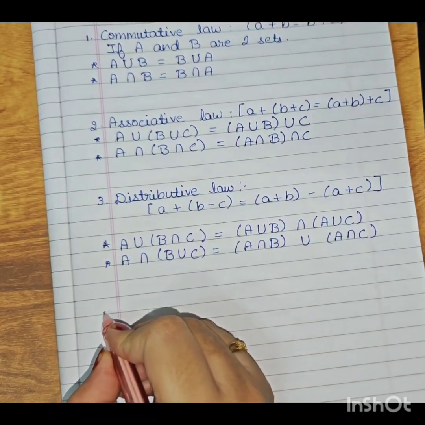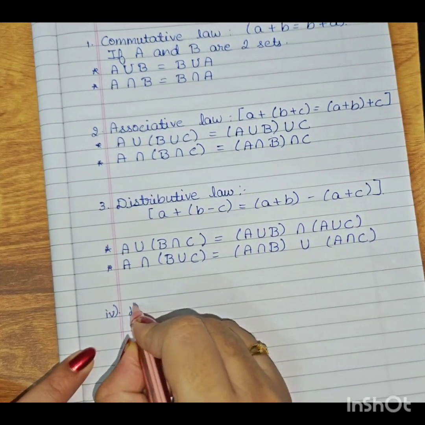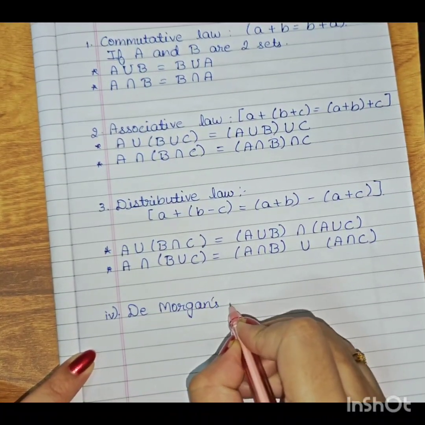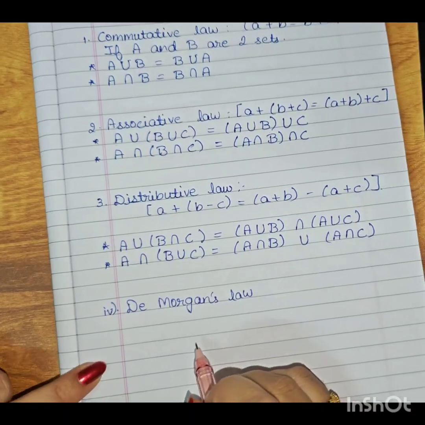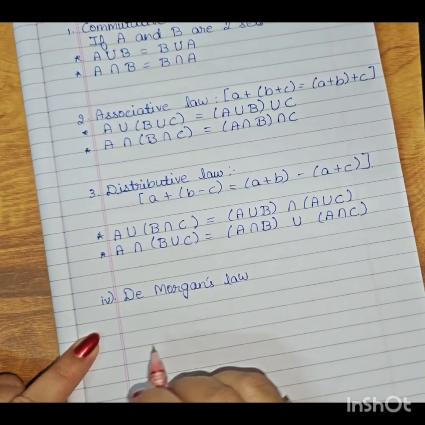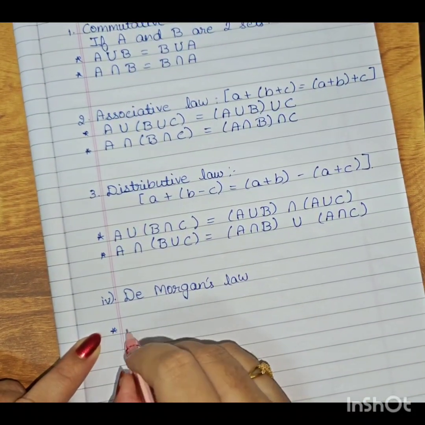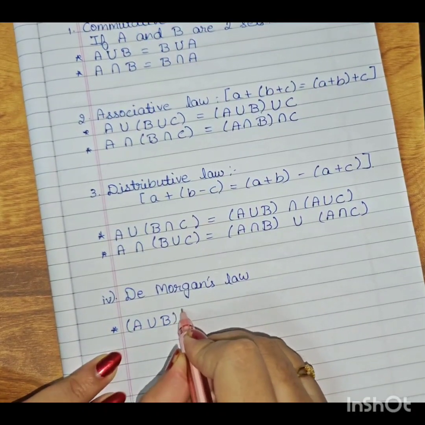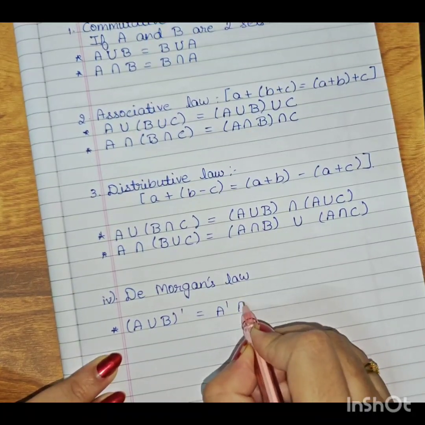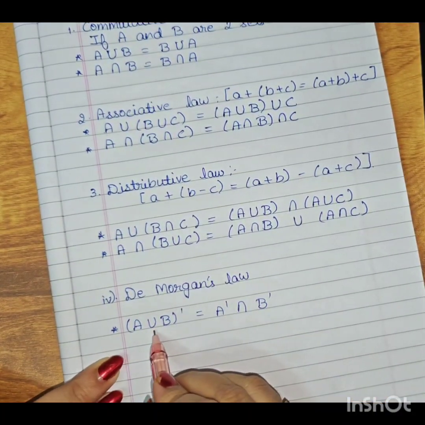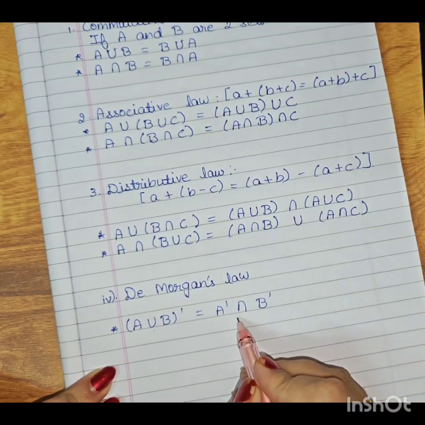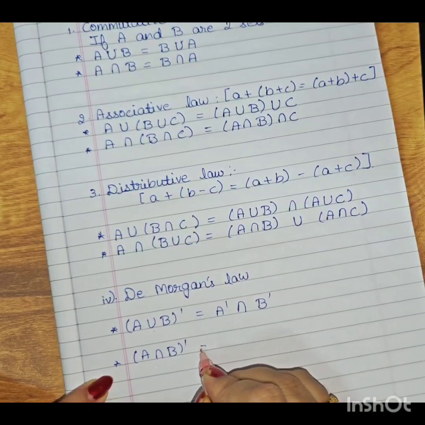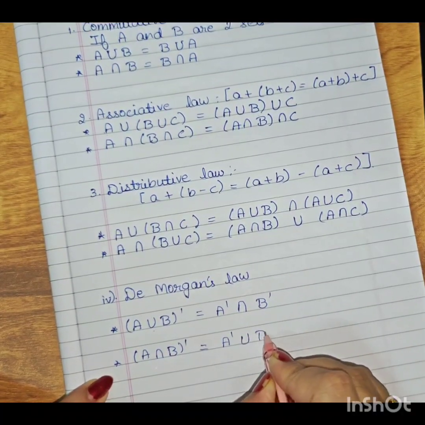Now let's go for the fourth law, which is De Morgan's law. I hope you have learnt it in your first PU, second PU and all. Let me recall once again. De Morgan's law, it is a bit new one for you. So first one is A union B whole dash equals A dash intersection B dash. If union comes here, after equals intersection comes. Or A intersection B whole dash equals A dash union B dash.